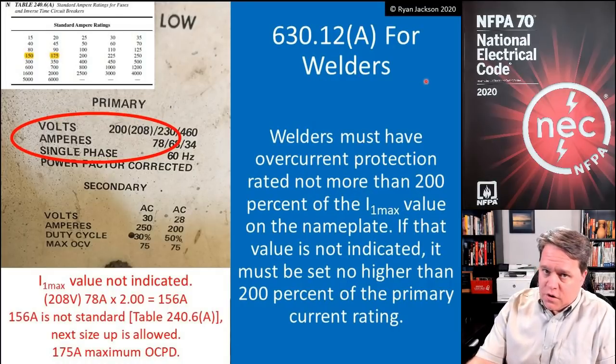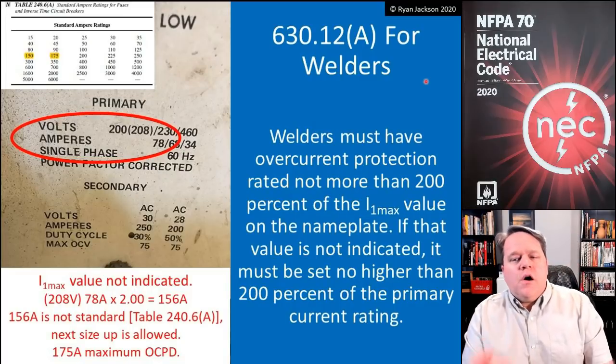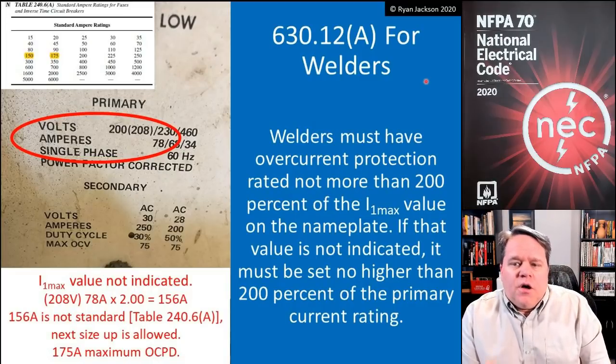630.12(A) is overcurrent protection for the welder. It has nothing to do with the conductors. This is just to make sure that the welder is protected. Welders have to have overcurrent protection rated not more than 200% of the I1 max value on the nameplate.